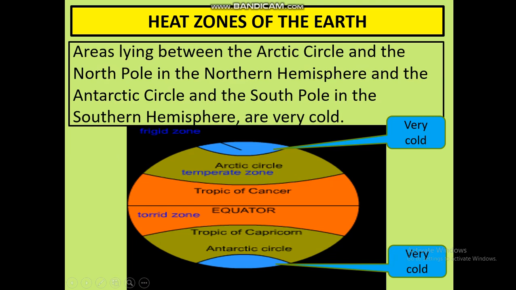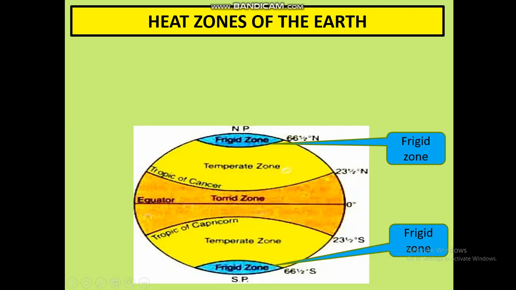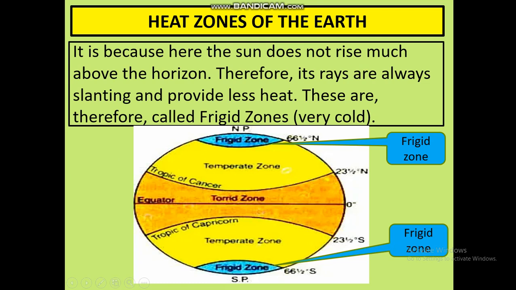Areas lie between the Arctic Circle and the North Pole, and between the Antarctic Circle and the South Pole. These areas, from here to here, are very cold. It is because the sun does not rise much above the horizon, and the sun rays don't even reach this area, right?